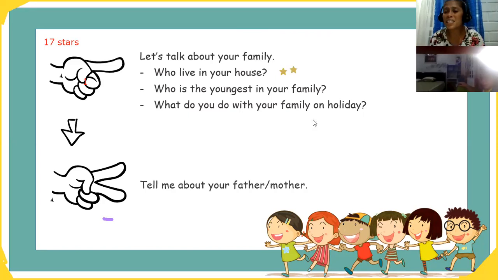Who is the youngest in your family? My younger brother and my younger sister. Okay, who is the youngest in the family? My younger sister. What's the name of your younger sister? Rabbit. Rabbit? Yes. Rabbit is the youngest in the family. Again. Rabbit is the youngest in my family. Very good, Kayo. Wow.